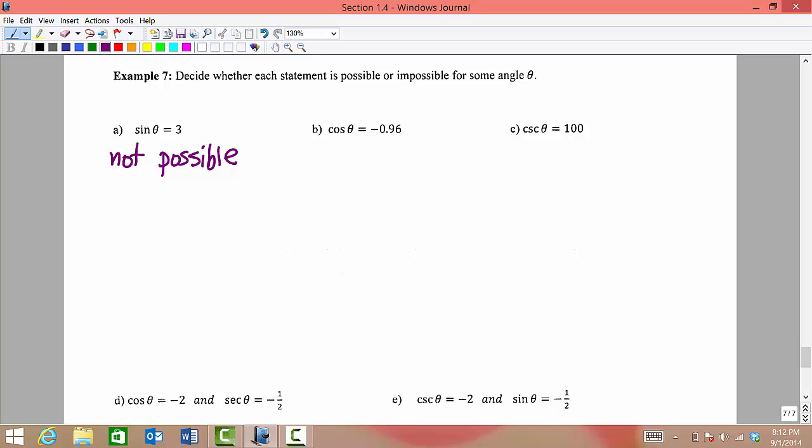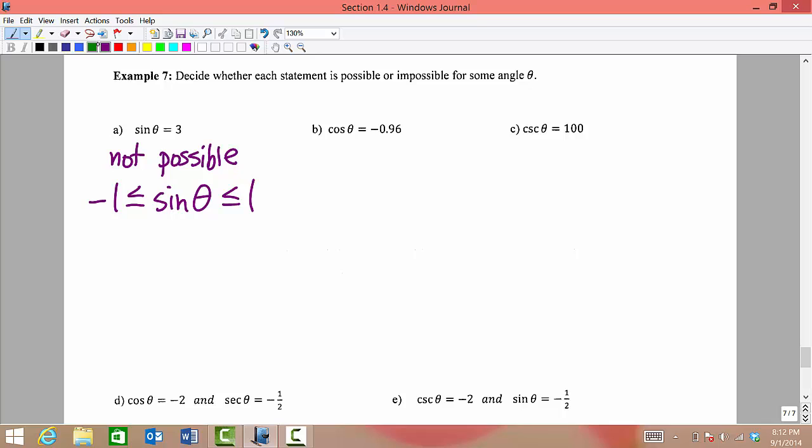The reason why it's not possible is that sine must be in between -1 and 1. Here, sine is equal to positive 3, and it is not possible for sine to be greater than 1. It has to be less than or equal to a positive 1.